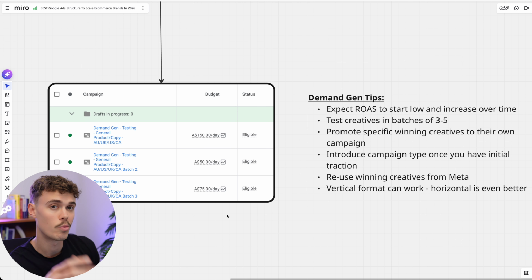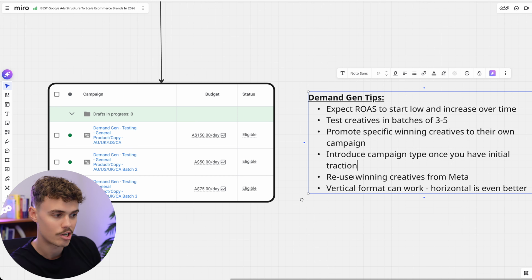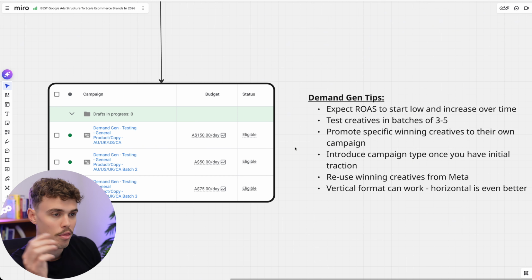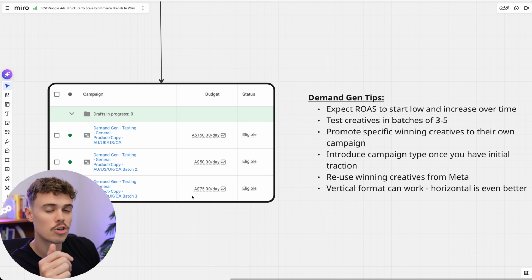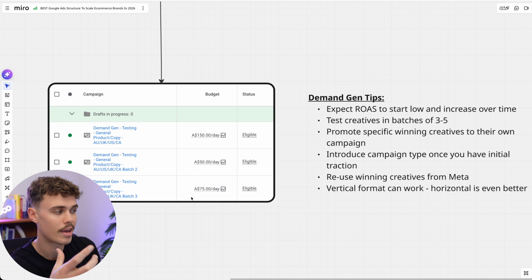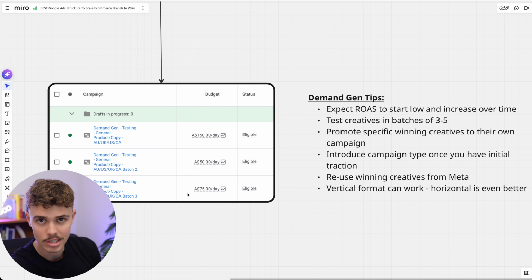We're only just starting to break out some winners now from these campaigns. Introduce this campaign type once you have initial traction. Like I said, you can scale with PMax, search, and shopping to $1,000 plus per day in profitable spend. If you're trying to introduce demand gen at $50 a day, there's a pretty low chance you're going to succeed because you just don't have enough data in the account and you haven't fully taken advantage of the other campaign types yet, which have much higher intent behind them and much higher conversion rates.